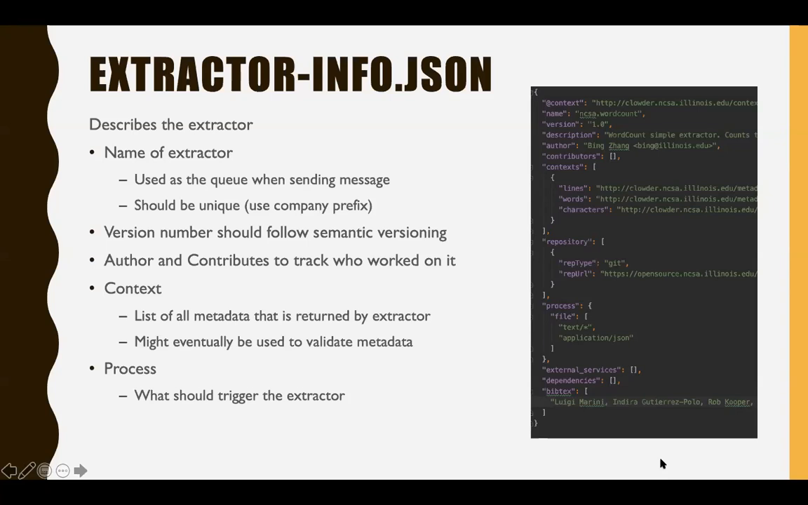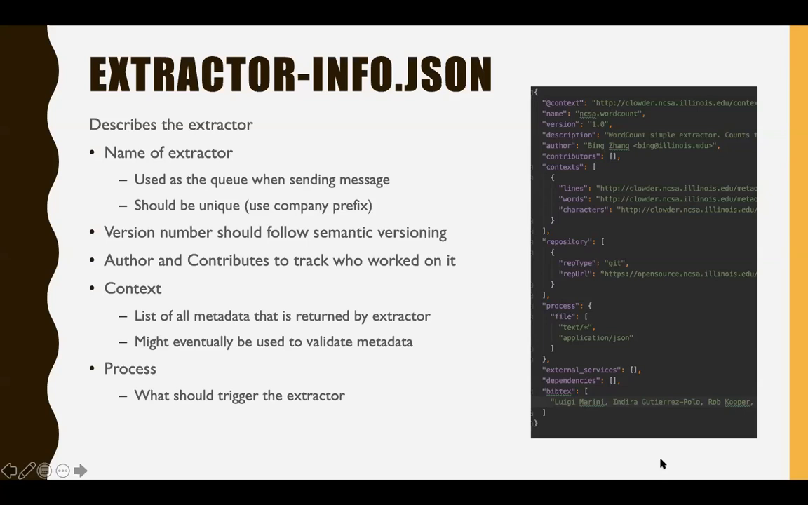Each extractor should have a version number. This is important so that you know exactly which version of the extractor was used to extract the information. When the data is uploaded back to Clowder, it actually will attach to it the name of the extractor and the version that was used to extract that information. Authors and contributors, to me, this is very important because we want to make sure that everybody gets credit for the work they're doing.